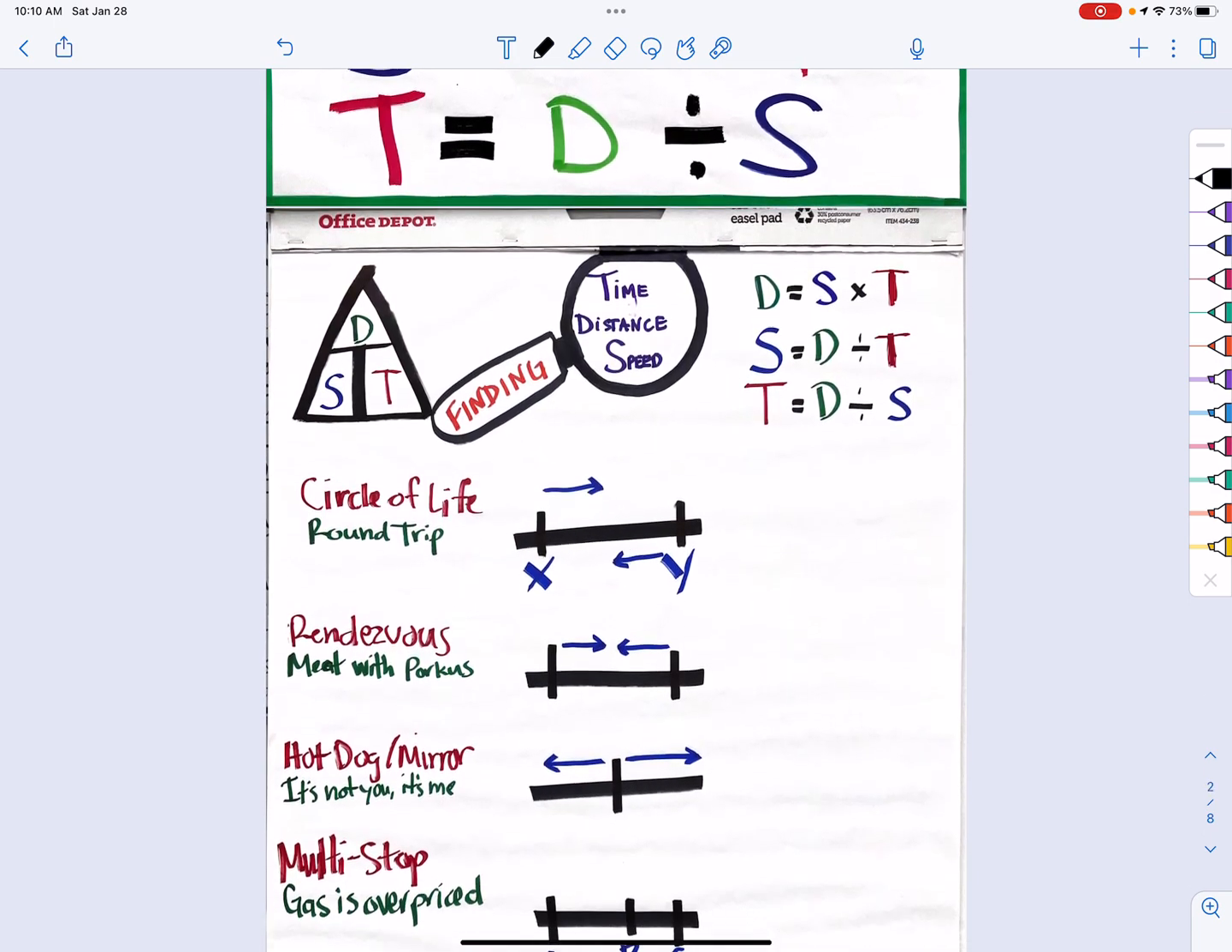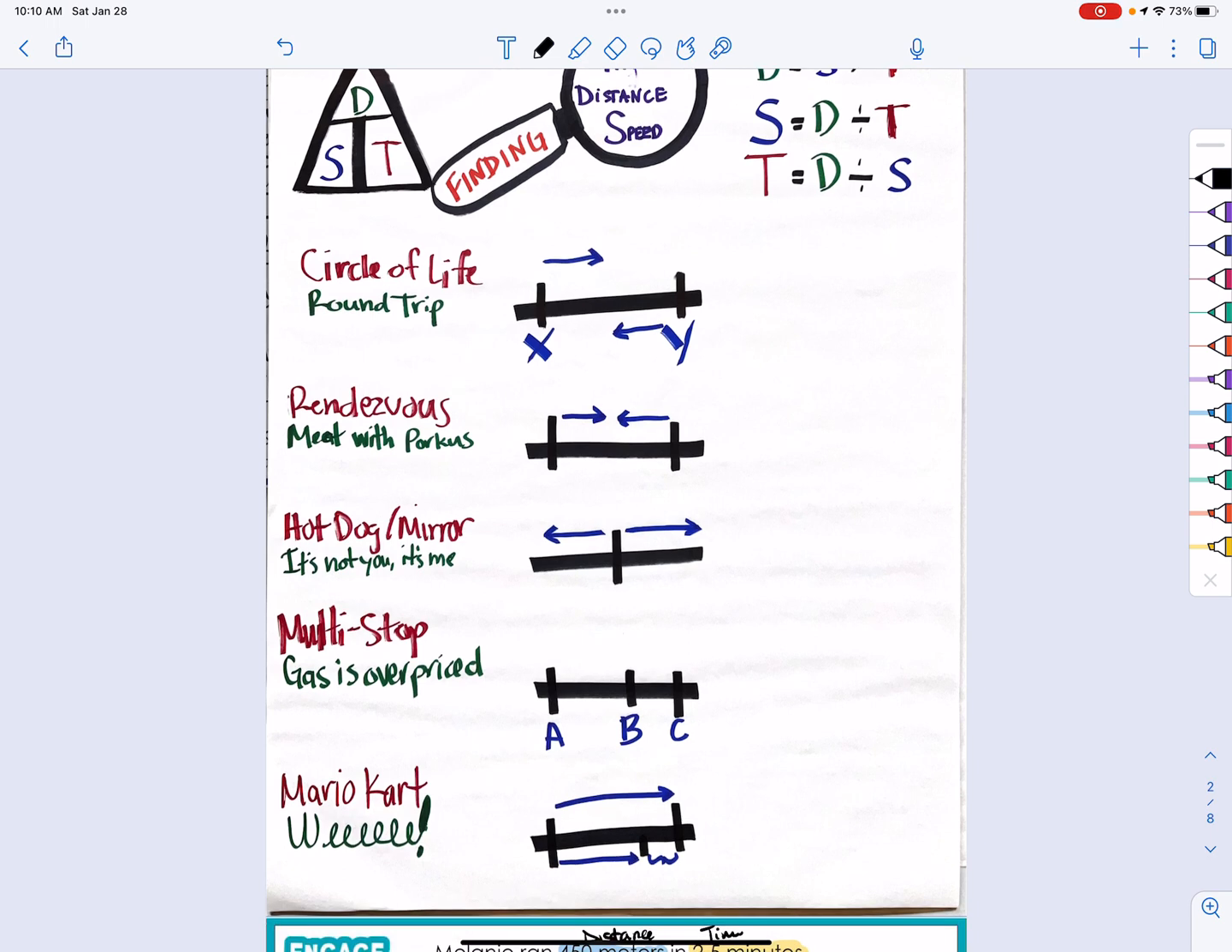Otherwise, we are going to be moving forward with 5 types of problems that involve distance, speed, and time. We came up with these names in class, and I forgot to add the purple names on here. Apologies.